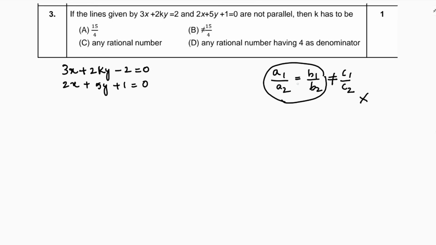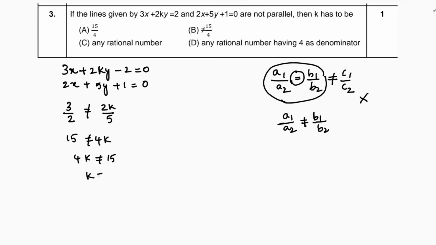See, this condition should not be satisfied. So here I'll prove a1 by a2 should not be equal to b1 by b2. Simplifying the values, a1 by a2 is 3 by 2 and b1 by b2 is 2k by 5. These should not be equal. So 15 is not equal to 4k, so k is not equal to 15 by 4, because then the lines will be intersecting and not parallel. So the correct option here is B.